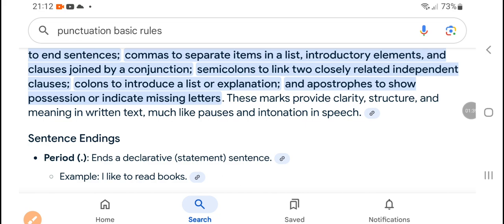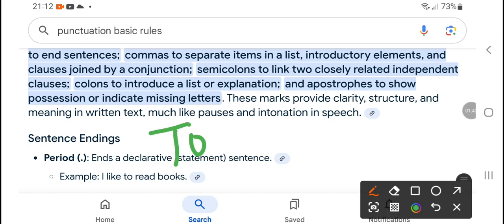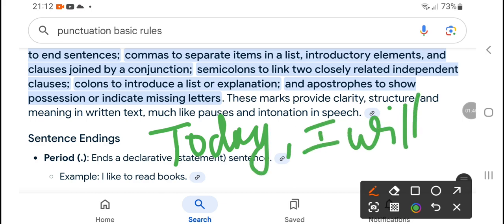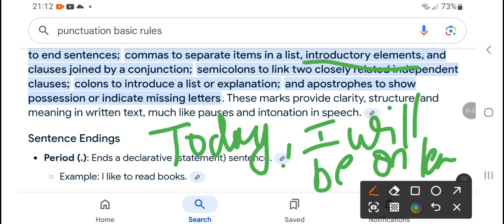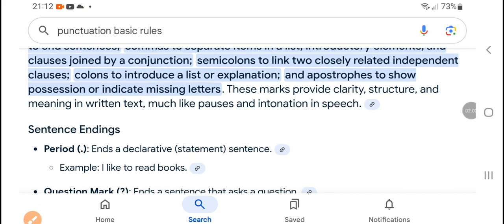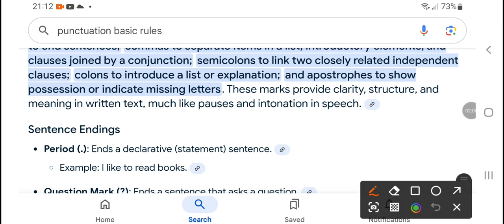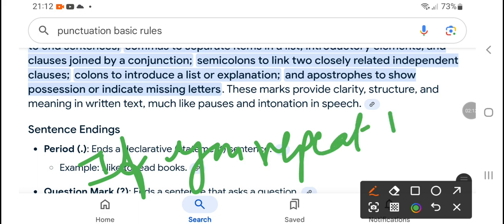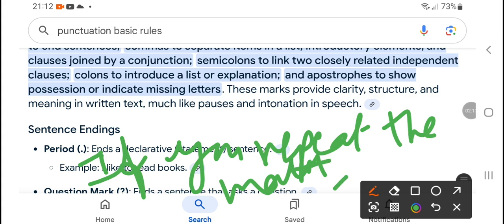Then introductory element, for example, "Today, I will be on leave." So that's a comma. Why? Because this is an introductory element. Then clauses joined by a conjunction. Suppose, "If you repeat the matter, you will be in trouble," for example. So this is a comma for different clauses.